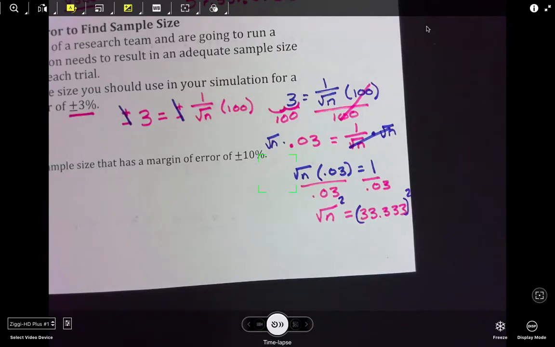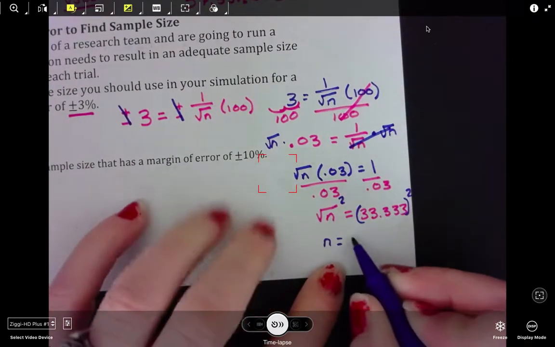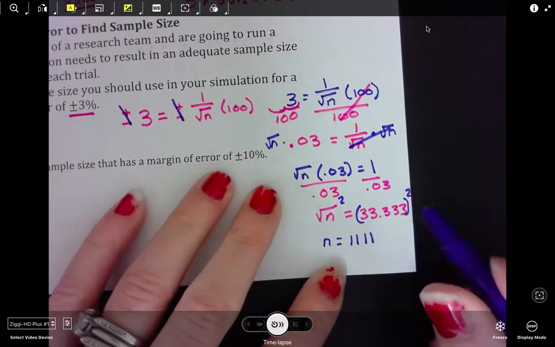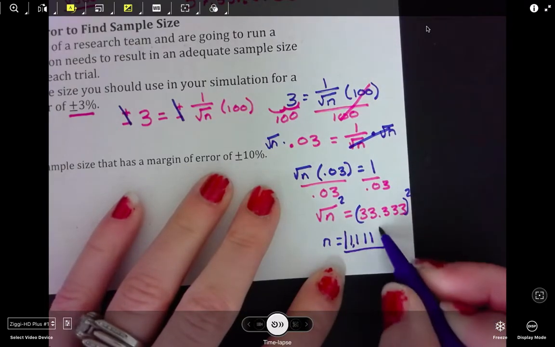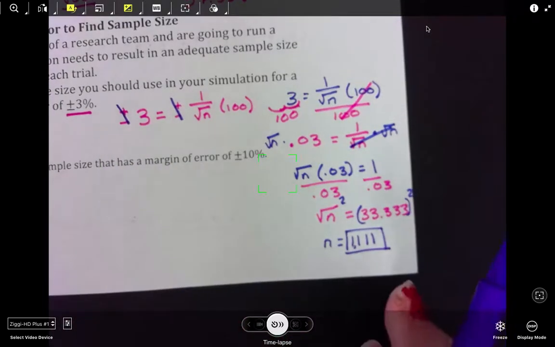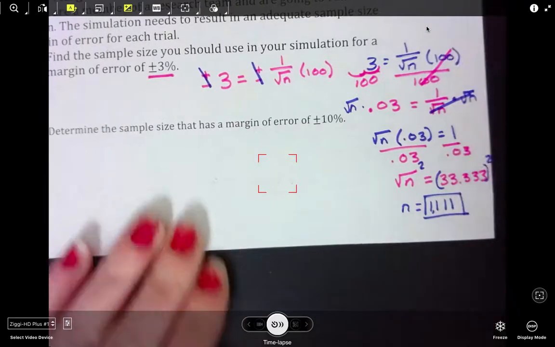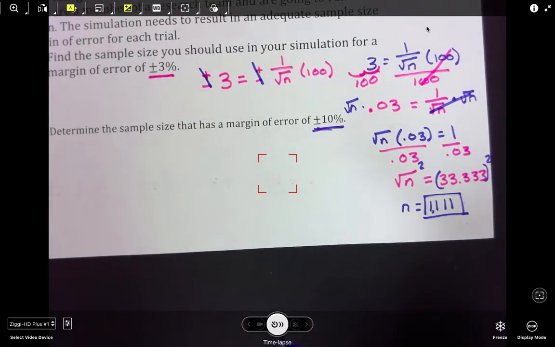If I take this number and square it, n is going to be equal to 1,111. And this is what my sample size would have to be in order to have an error that's as small as 3. Okay. Part B, they're saying, what if I don't care about having a large error? What if my error is 10?